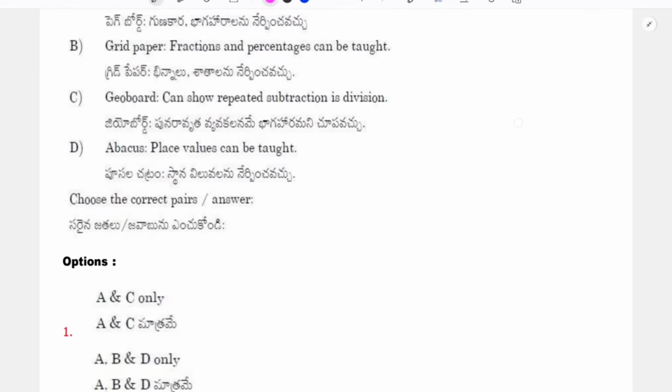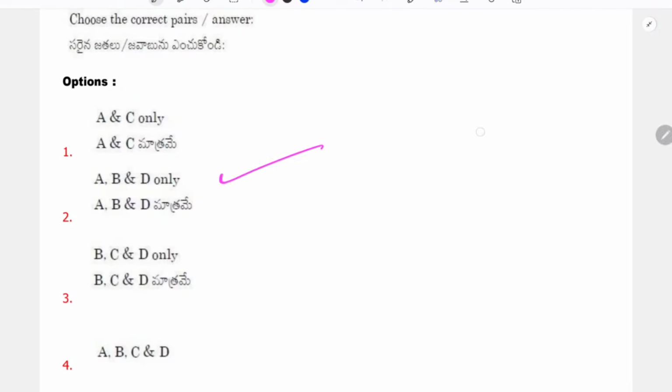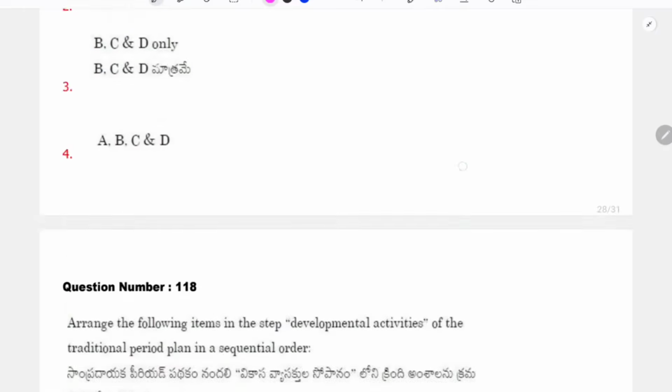Question you see one time and see what is the correct answer. Anyway, due to time constraint, I am writing here. Correct answer here is A, B and D. That is pegboard, grid paper and abacus for mathematics teaching.